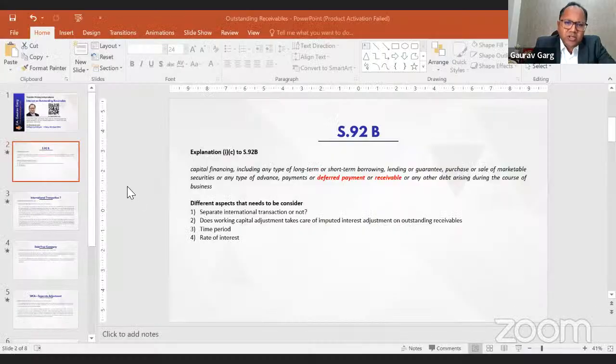Now, the first question which came to the front of the tribunals or the courts was whether this outstanding receivable constitutes an international transaction or not. And if we see, in a number of cases, even the courts have upheld the addition. So one can safely interpret from the trend that yes, the outstanding receivable is an international transaction, which certainly calls for arm's length pricing.